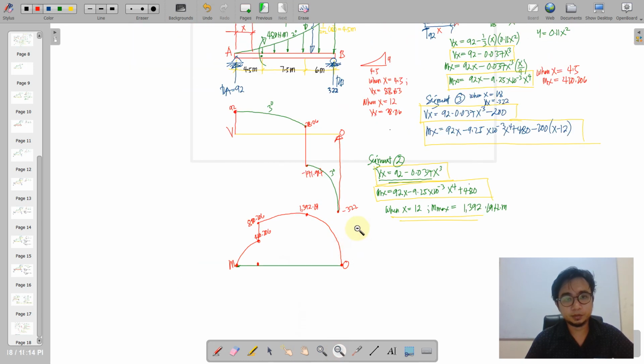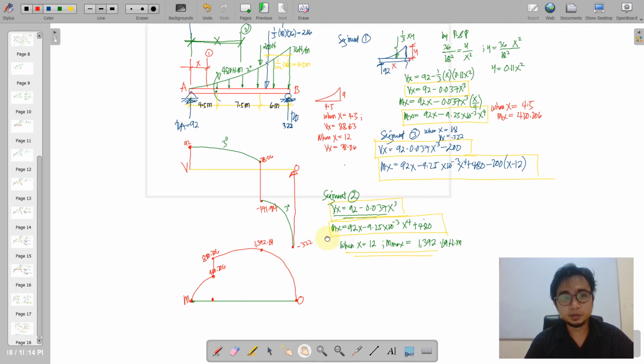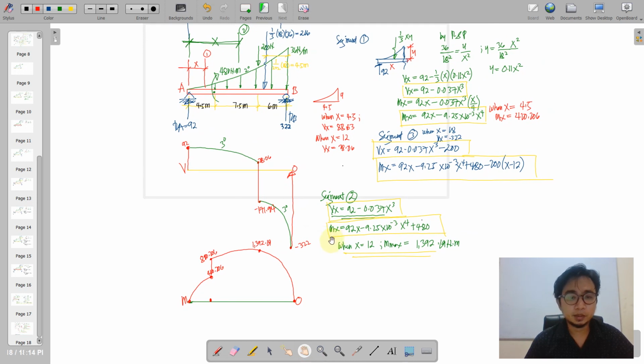I hope that helps, and then your next step should be to practice solving shear and moment diagrams.